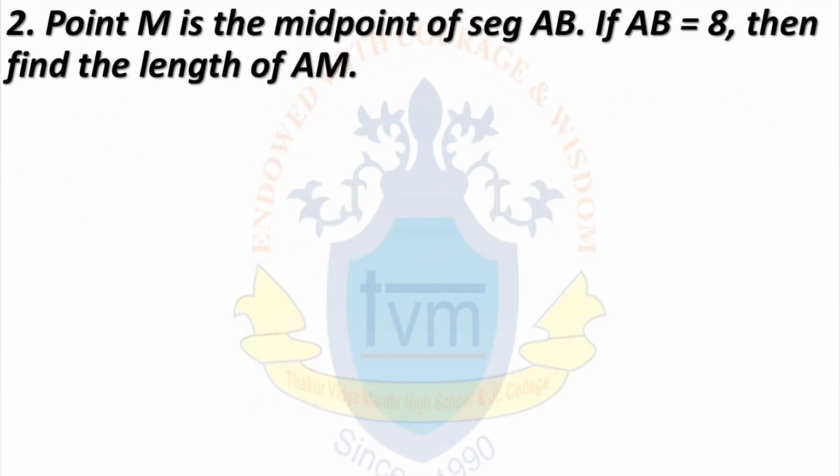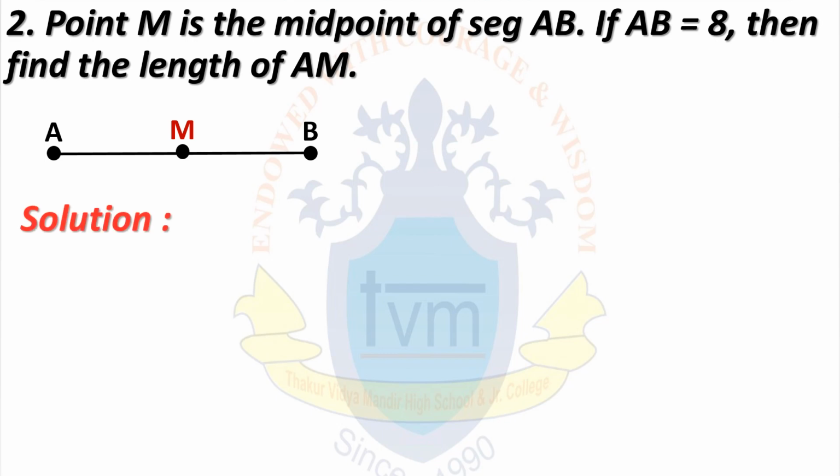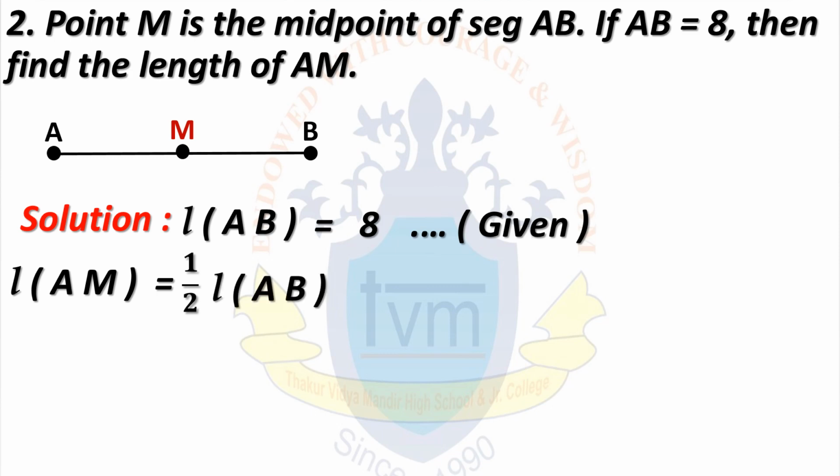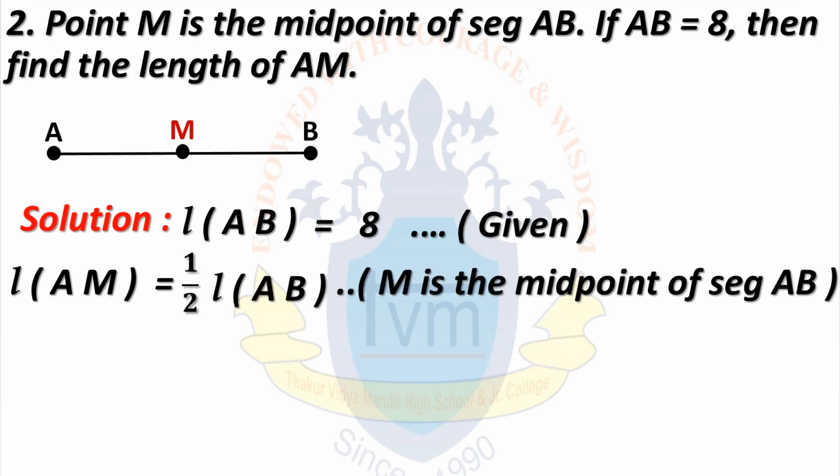Now here we have the next question. Point M is the midpoint of seg AB, and if AB equals 8, then find the length of AM. So here we will draw a figure as per the given question. Here M is the midpoint of segment AB. So, solution: length AB, how much is it given? 8 centimeter. It is asked to find AM, and you know that AM will be half of AB. Why? Because M is the midpoint of segment AB.